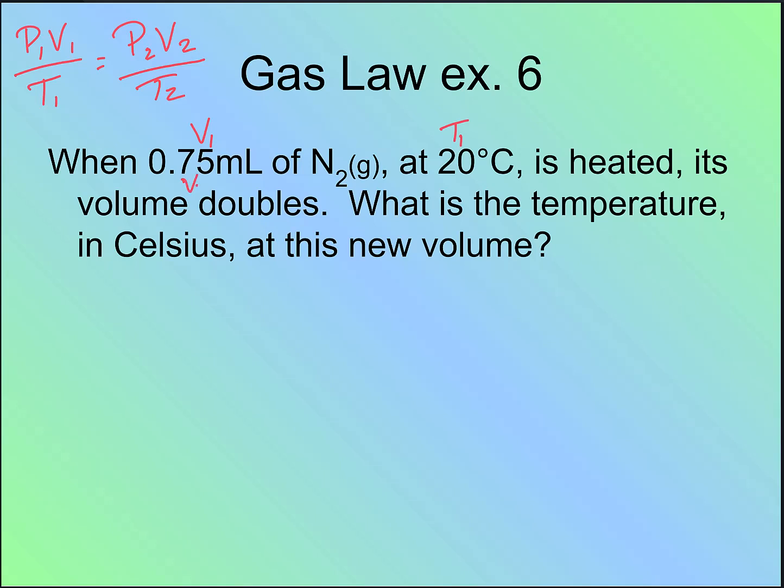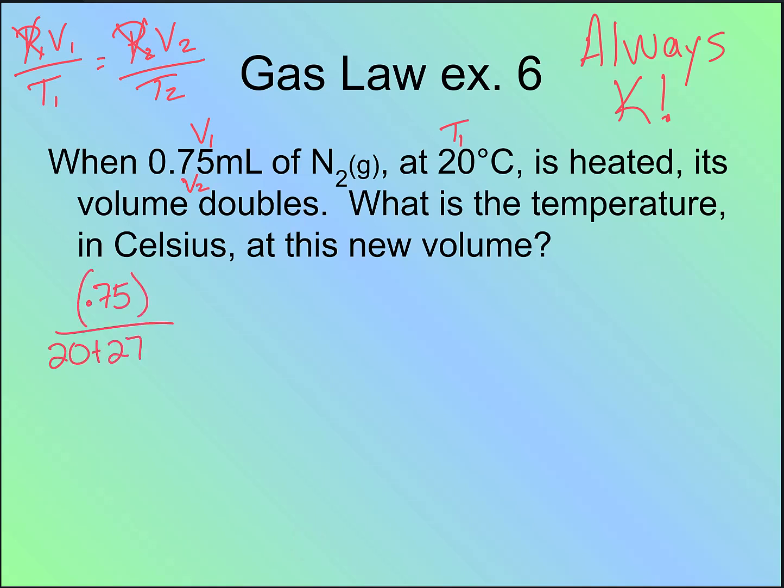So technically, this is going to be my V2, and I'm going to come back to that in a second. It says, what is the temperature in Celsius at this new volume? So I have to remember that I have to always convert to kelvins. My answer is going to come out in kelvins, but then I have to come back to Celsius when I'm done for the final answer. So let's plug it in. Now you can see there's no pressures, so my P's are going to cancel out of this formula. So I've got 0.75 milliliters divided by 20 plus 273, which is 293, equals.